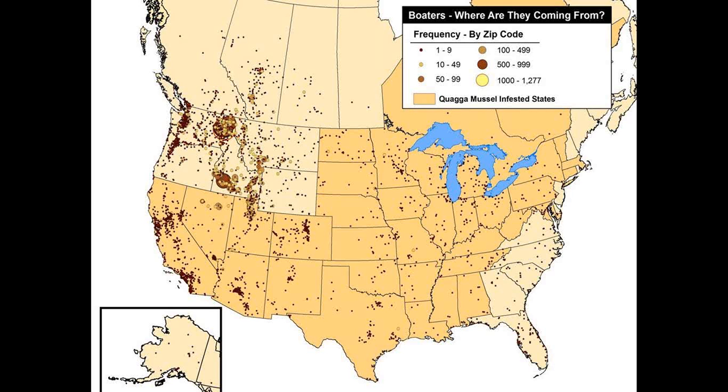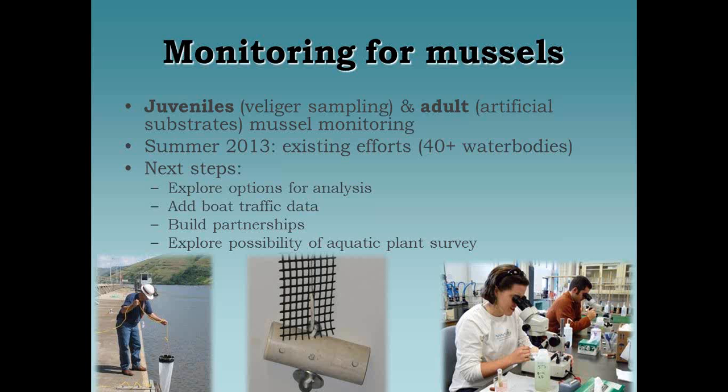So in terms of monitoring, we were able to add monitoring both for adults and juveniles to existing water quality monitoring efforts. So that's over 40 water bodies just in this summer season. So far we've had no positive hits, so that's a really good thing.